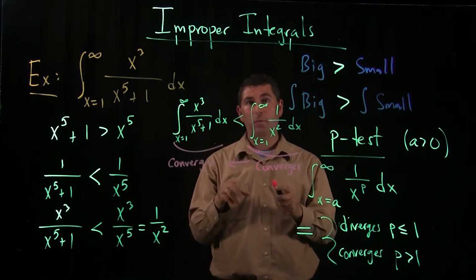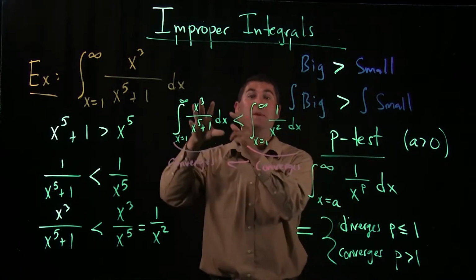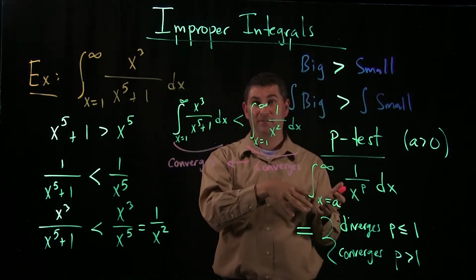So we'll do one more example where we see how this works the other way, where something is going to be bigger than something that diverges. See you in a second.